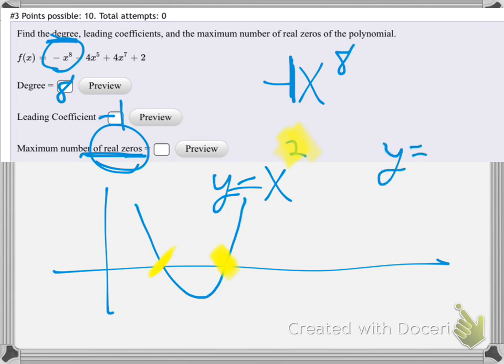Or if we had f of x equals x to the 3, then that has this funny little thing that goes on with it, most of the x to the 3 ones do, unless you flatten it out a little bit.